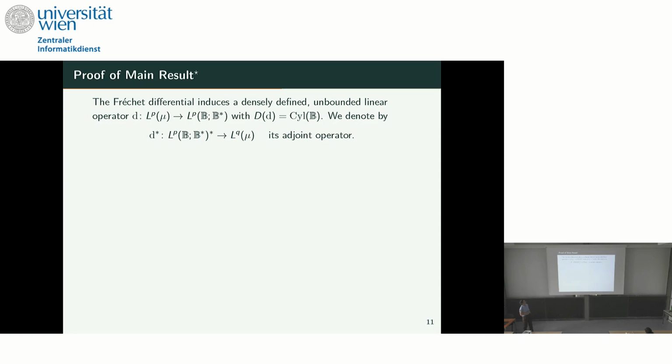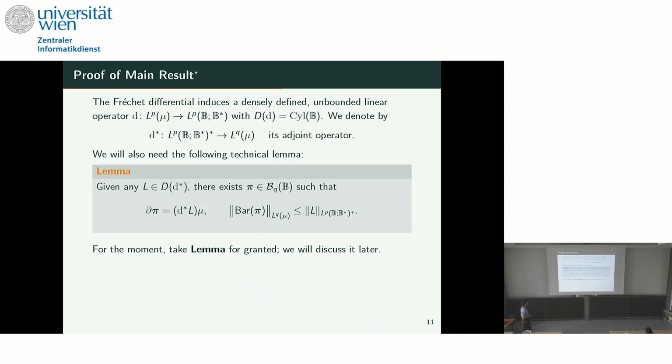And then we can denote by D star its adjoint operator, which goes from the dual of this space to the dual of L^p. And now to proceed with the proof, we will need a technical lemma. And this lemma already is suggesting somehow that we are going in the direction of the second topic of my talk, so to the derivations or vector fields, if you want, and currents.